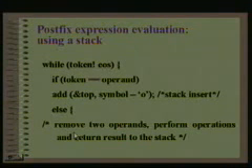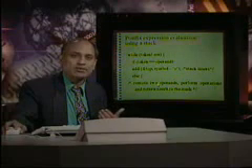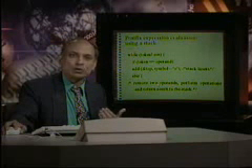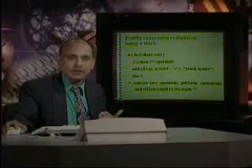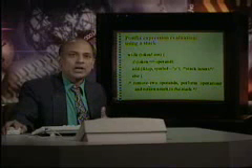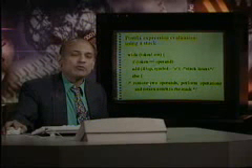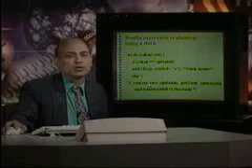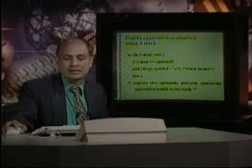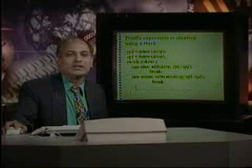Now again, if we don't have an operand, it means there is an operator, because we are talking about only two types of symbols, or two types of tokens. So otherwise, there is an operator, and we have to remove the required number of operands from the stack, do the processing, push the result, and so on. Let's see what we have in the next slide.